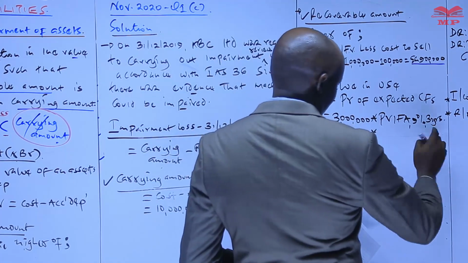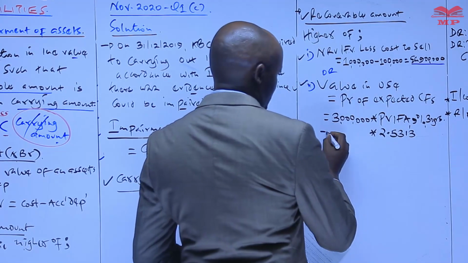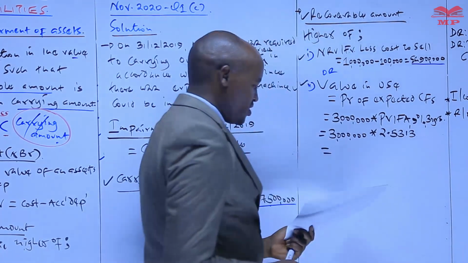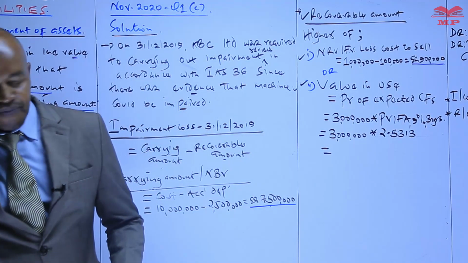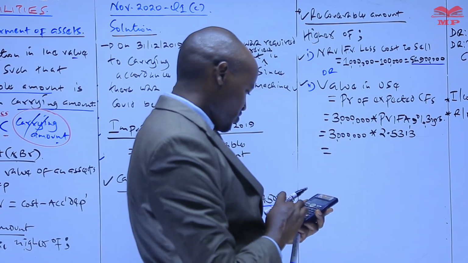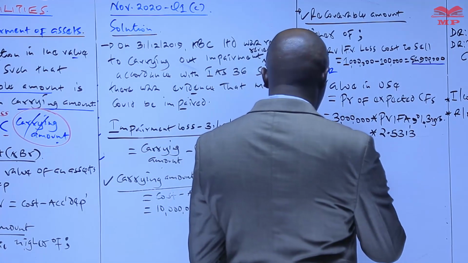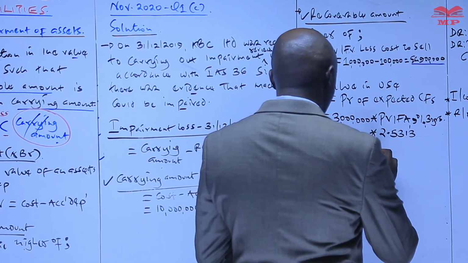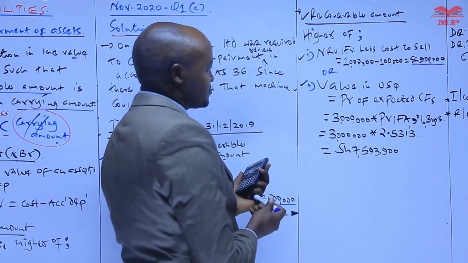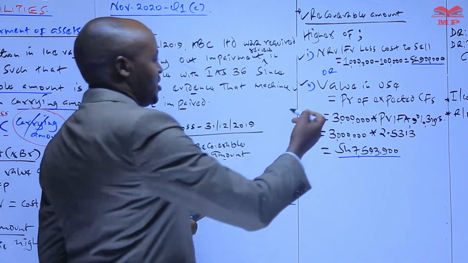So already we are given this particular figure as 2.5313. So we need to multiply that with 3 million, and automatically that will give us now our value in use. So therefore, let's get the value in use here, which will be 3 million times 2.5313, and that will give us shillings 7,593,900. So that is now the value in use.